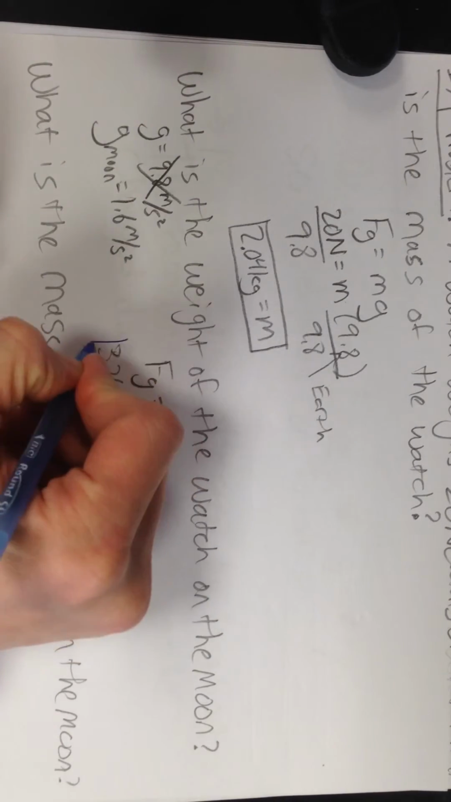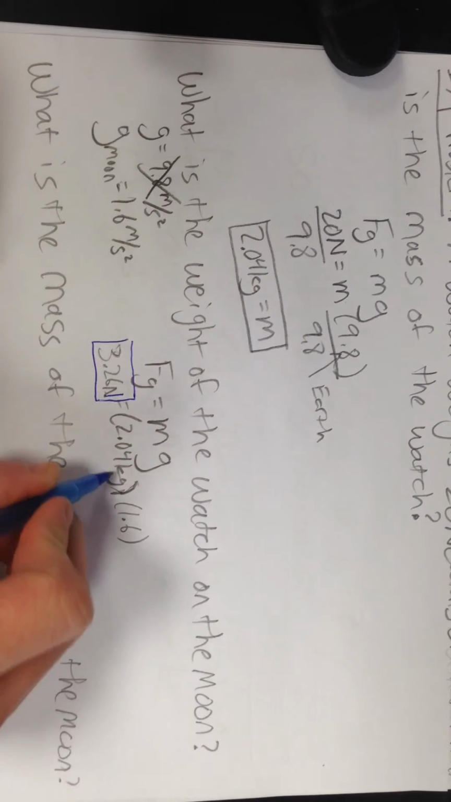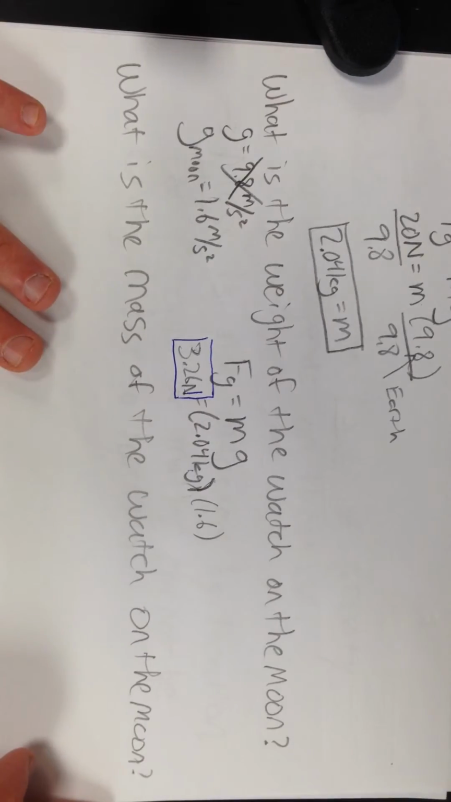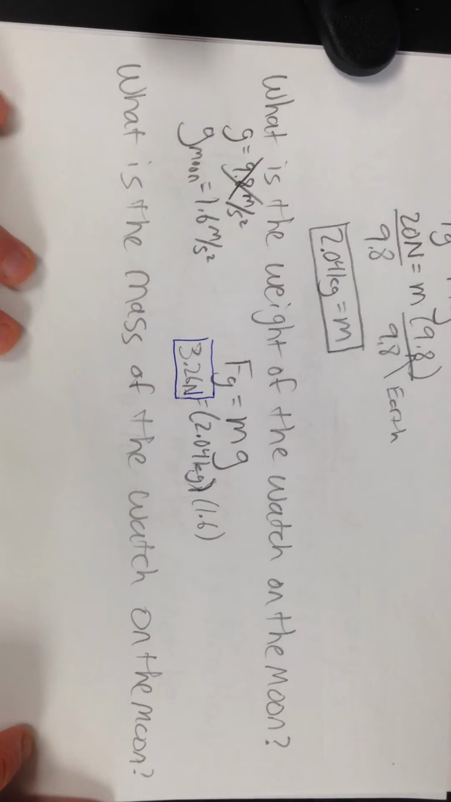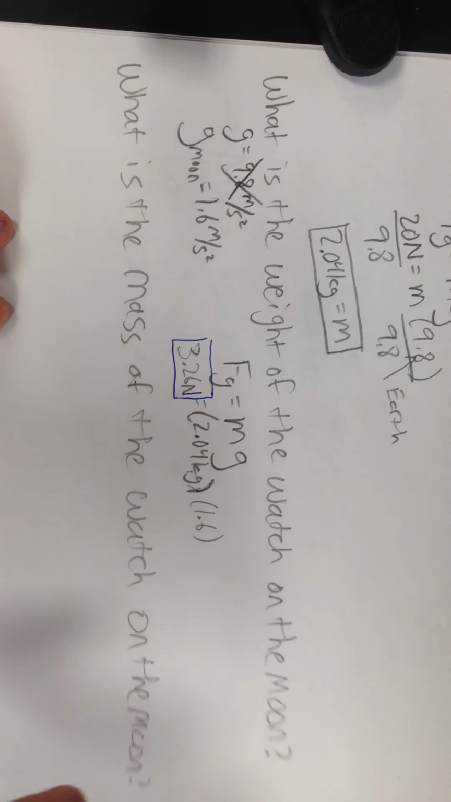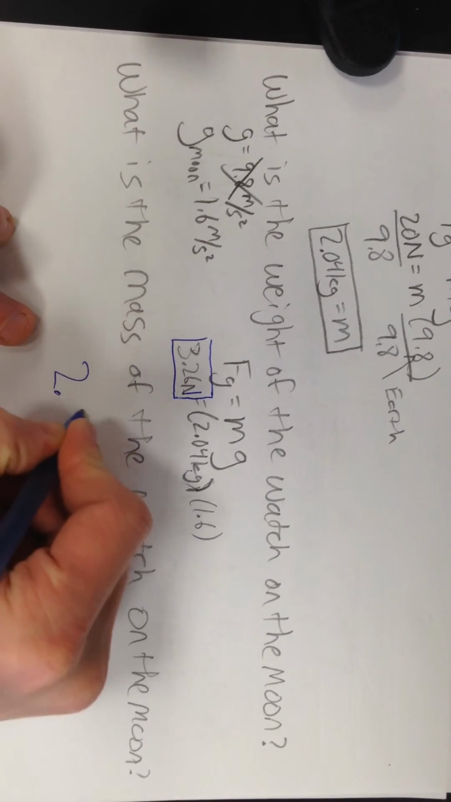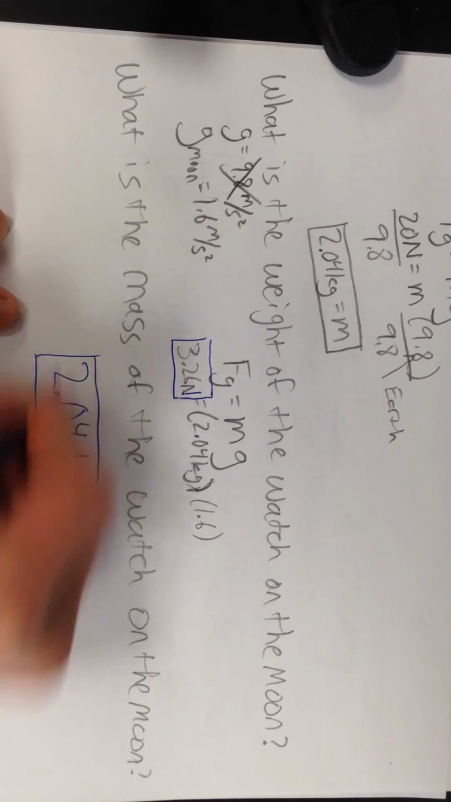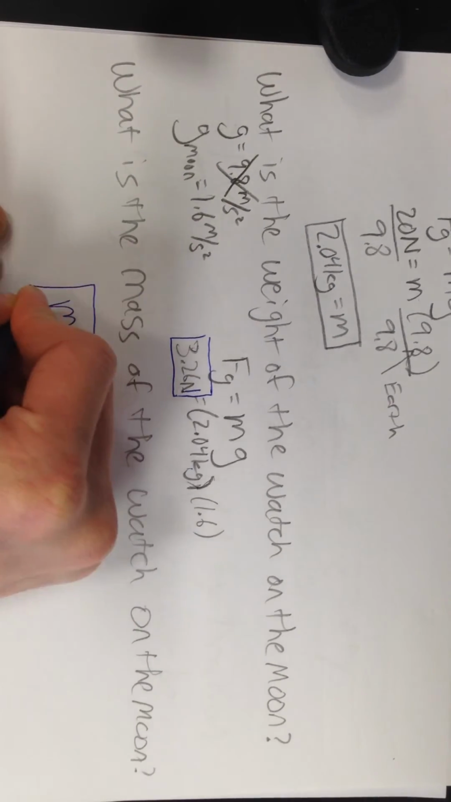Alright, so that's the weight of the watch on the moon. Same mass, different amount of gravity. What is the mass of the watch on the moon? Well, this is not a trick question. It's just very straightforward. No matter where you bring that watch, if it's the same watch, it's going to have the same mass. Alright?